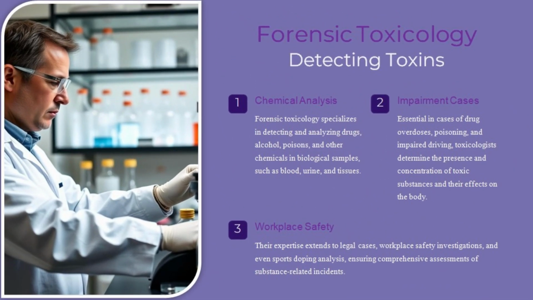Now move to the next branch, which is forensic toxicology. Forensic toxicology focuses on detecting and analyzing drugs, alcohol, poisons, and other chemicals in biological samples like blood, urine, and tissues. This branch is essential in cases involving drug overdoses, poisoning, and impaired driving. Toxicologists determine the presence and concentration of toxic substances and their effects on the body. Their expertise is crucial in legal cases, workplace safety investigations, and sports doping analysis.